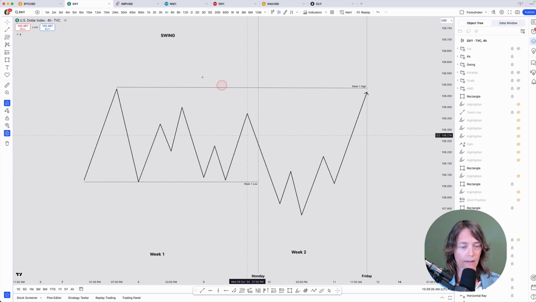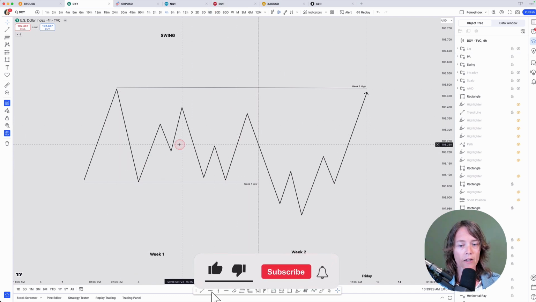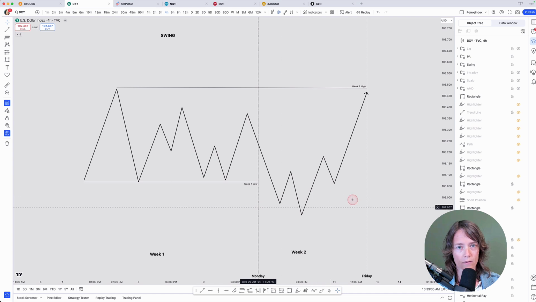So ranges. If week 1 is a range, you want to look for a raid of that weekly low in week 2, somewhere in week 2. And then you'll trade it back up to the high. And this can take multiple days before it comes back to that weekly high. So this is weekly low to weekly high. The intraday play is Monday low to Monday high. The scalp play is Asia low to Asia high. It's the same model, but it's fractal if you do it like this.